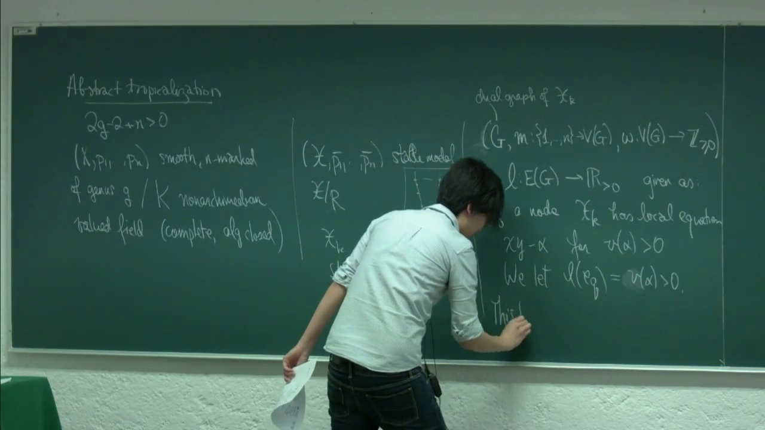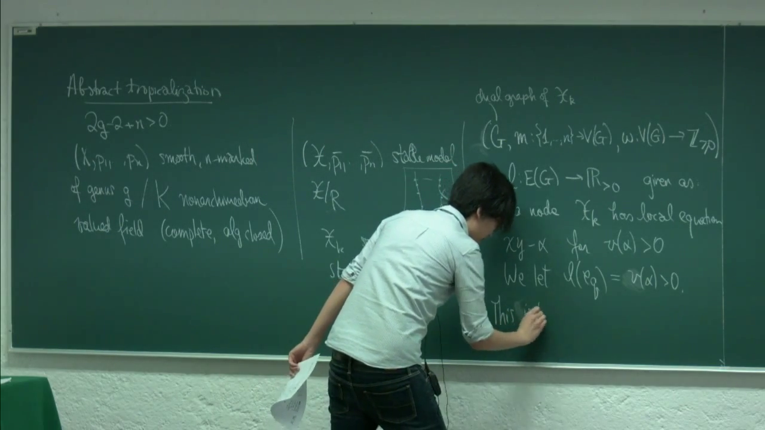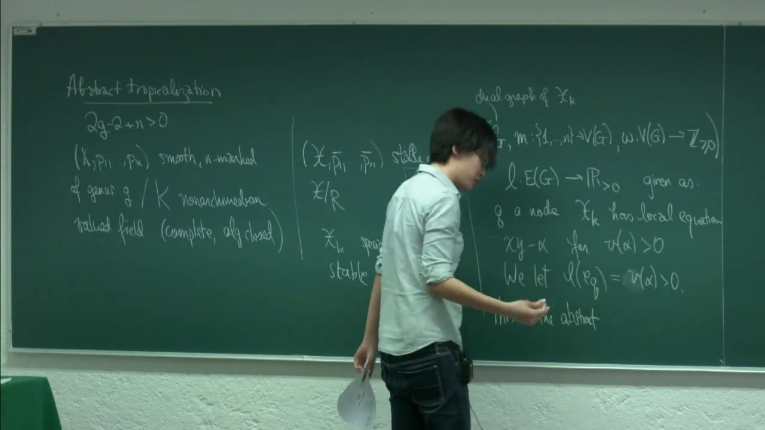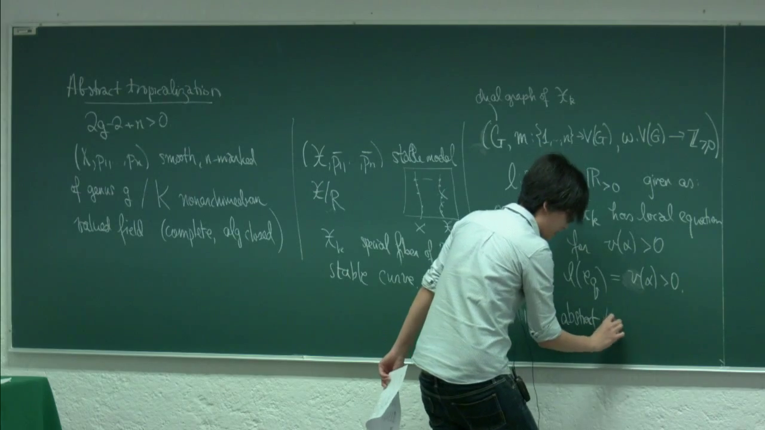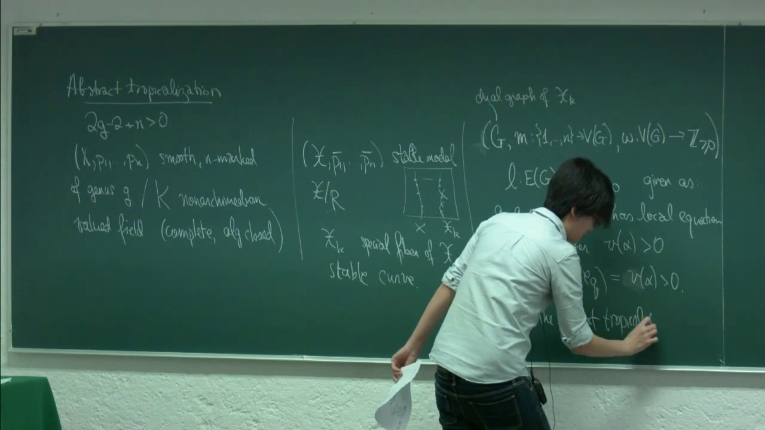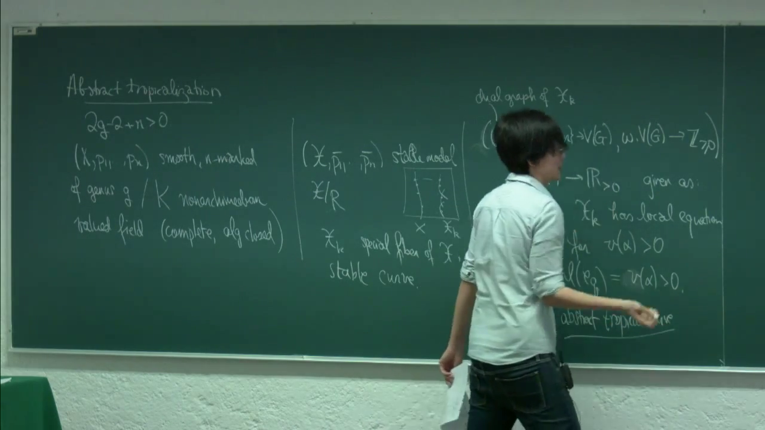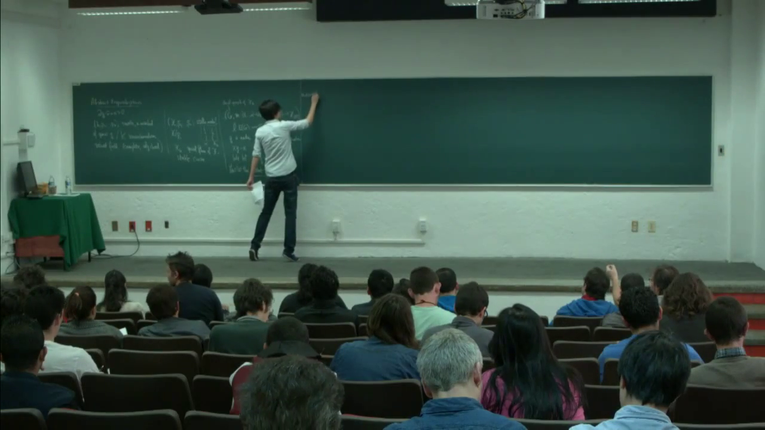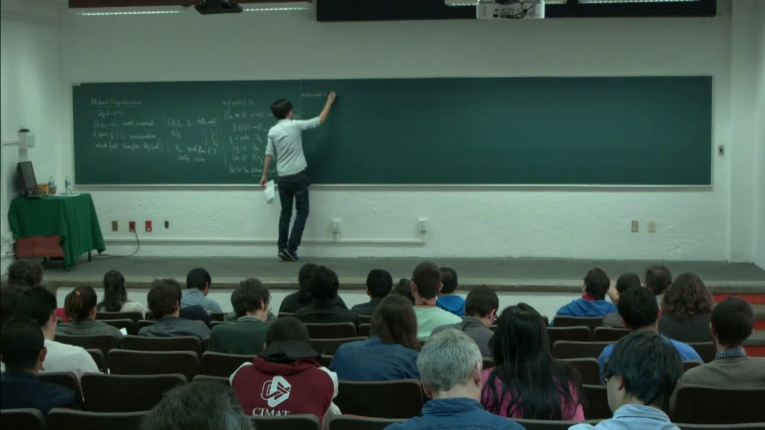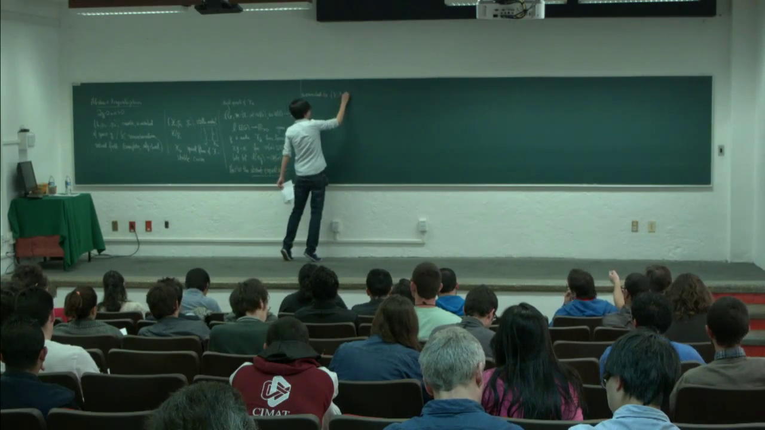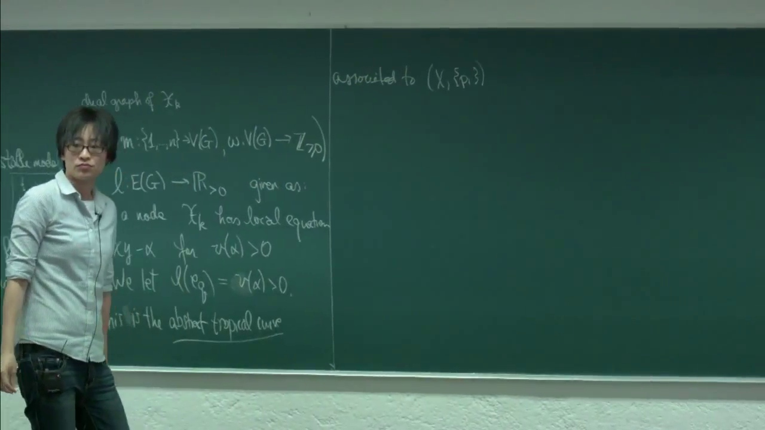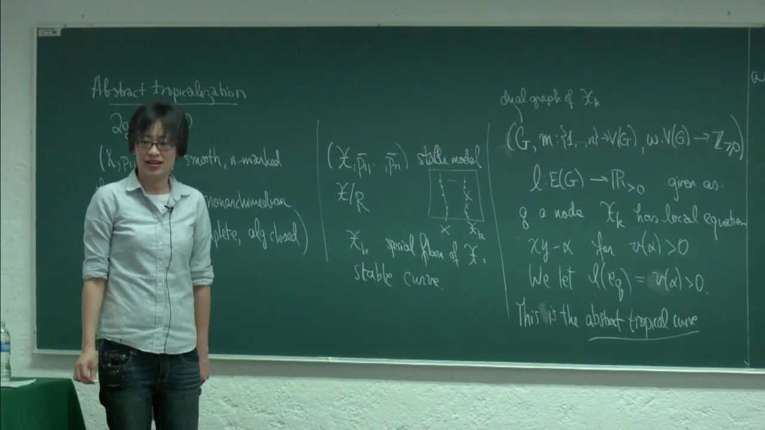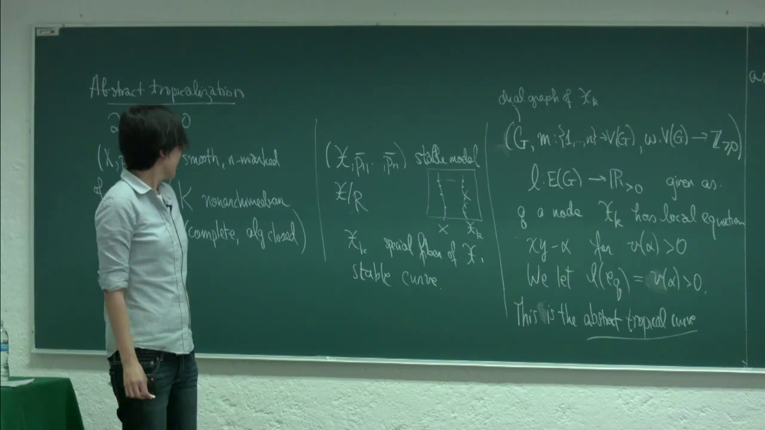This is the abstract tropical curve, in contrast to the plane tropical curves we encountered in the first lecture, associated to your curve X with the marked points. Is it okay? That's where we got yesterday.